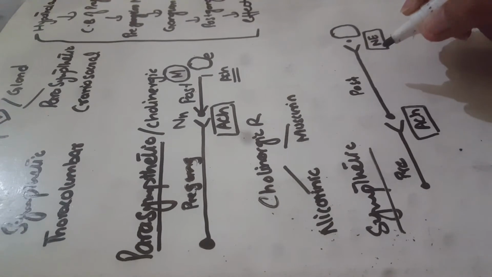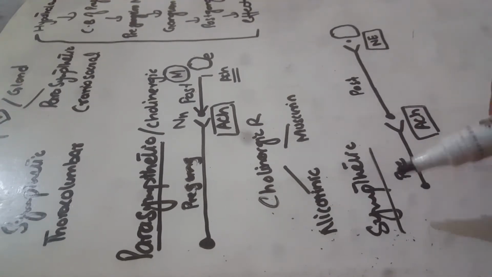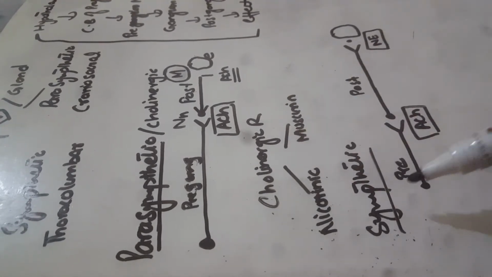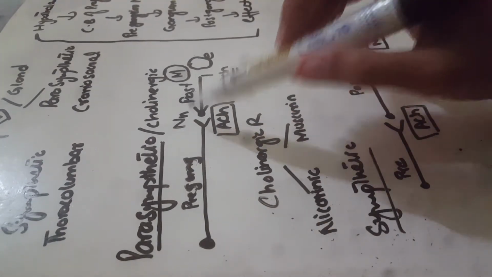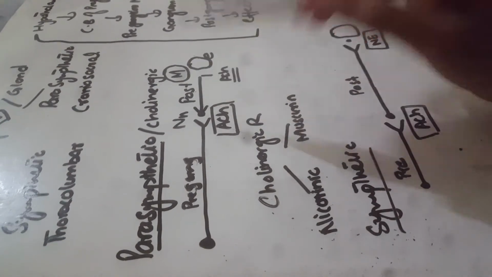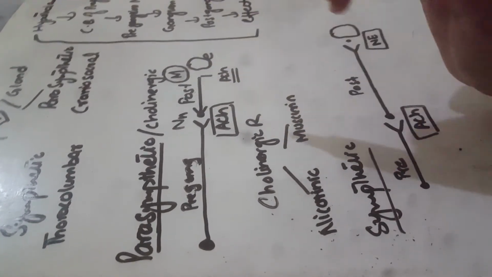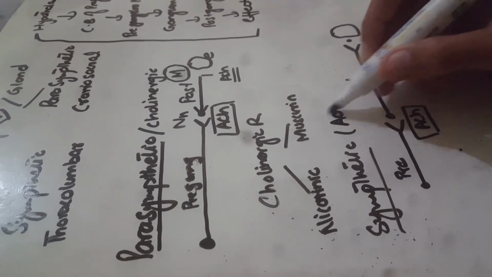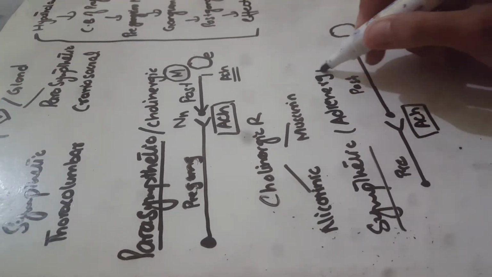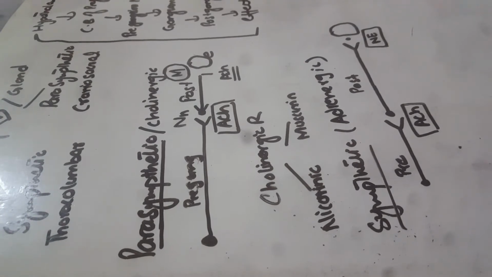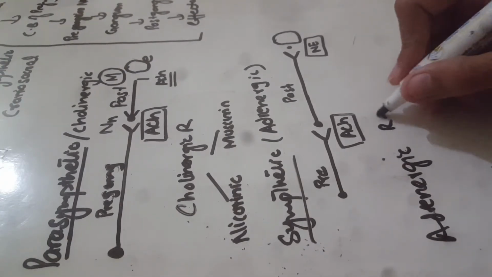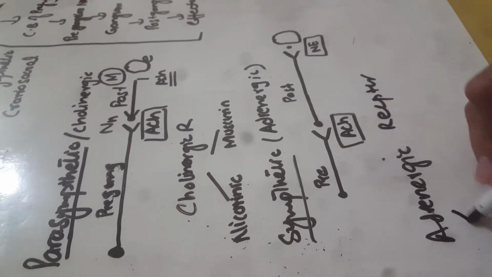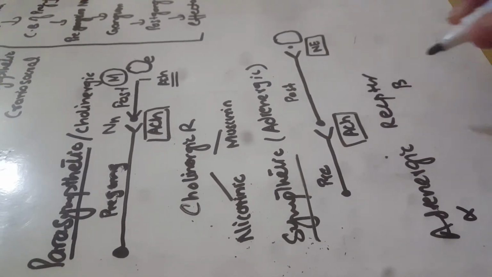Now, as we have already studied, there are different receptors for the sympathetic and parasympathetic. In parasympathetic we have nicotinic receptors between the preganglionic and postganglionic, and between the postganglionic and effectors we have muscarinic receptors. Now at sympathetic, we have studied that it is adrenergic. So we will study adrenergic receptors. We have alpha receptors and we have beta receptors, right?